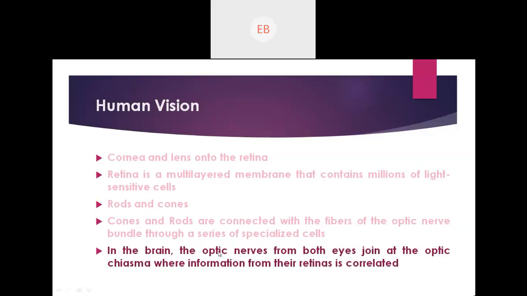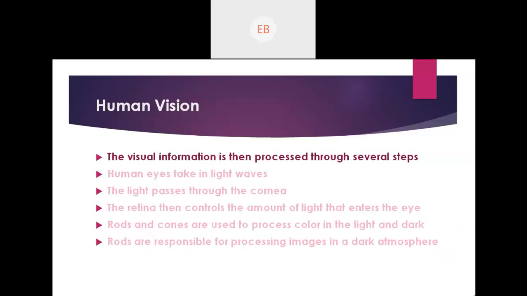Then in the brain, what do the optic nerves do? Optic nerves are related to your eyes, right? Because of these optic nerves only you are able to perceive. So in the brain, the optic nerves from both the eyes join at the optic chiasma where the information from the retina is correlated. Basically, you have to know the eye formation. Although you already know it, we don't remember the terms. We only know that we have two eyes and we perceive things through the eyes, but you also have to know what these eyes consist of, okay?